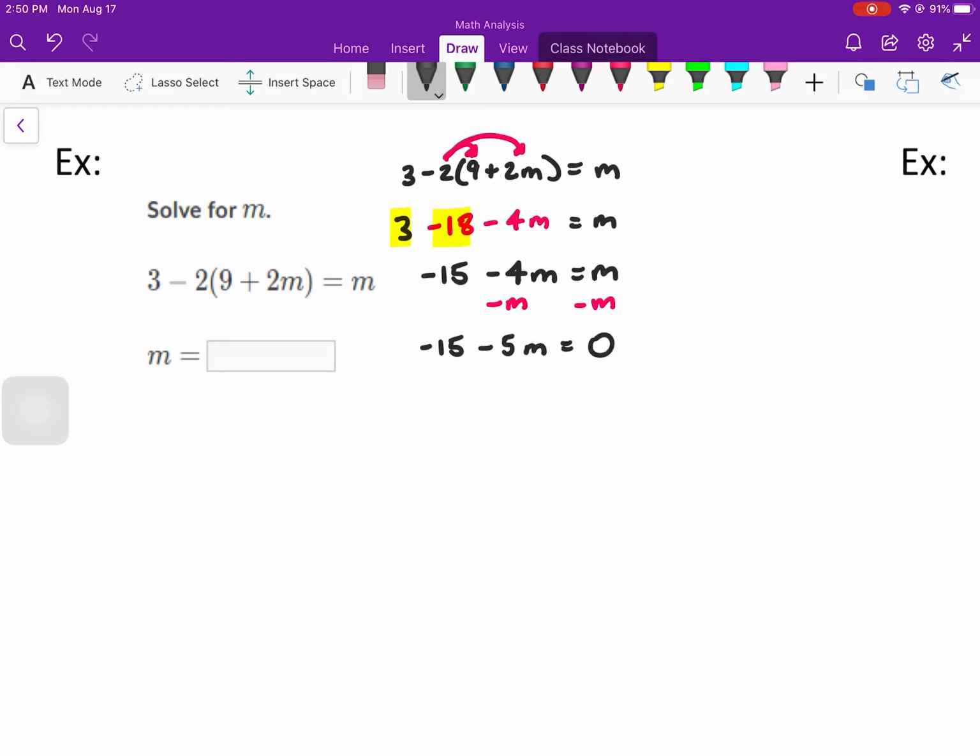Kind of habit I made, and that leaves us with a 0 on the right side because there's nothing left over there. We have m minus m leaves us with nothing over there, but we want to get m by itself, so I'm going to now move this 15 over there. So 0 plus 15 is 15, and then I'm going to go ahead and divide this negative 5 to finish it out, and m is going to equal negative 3.